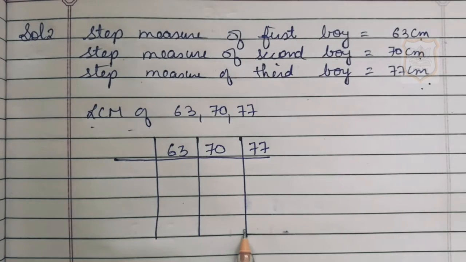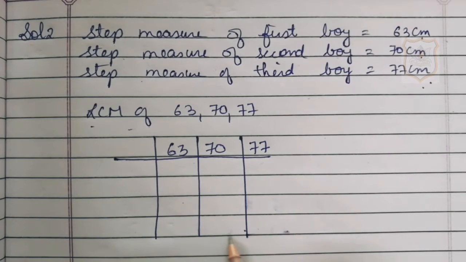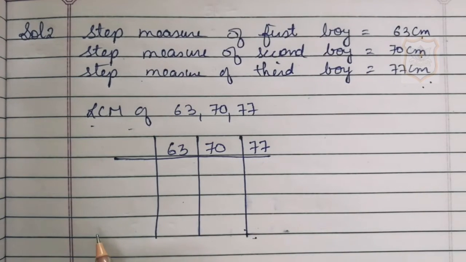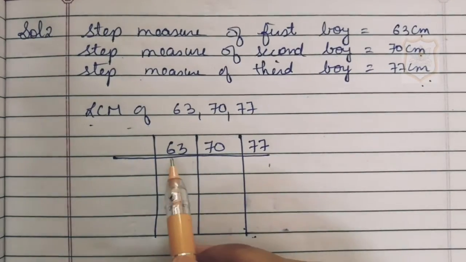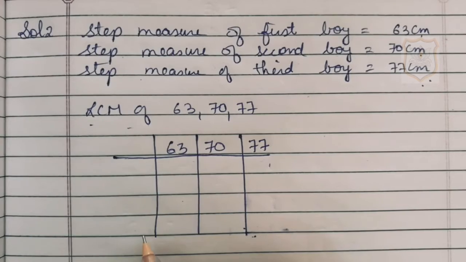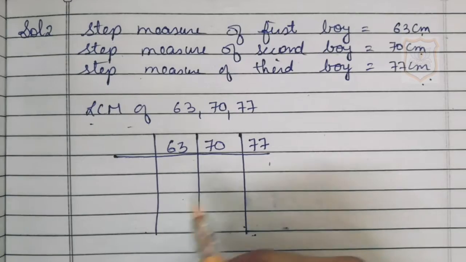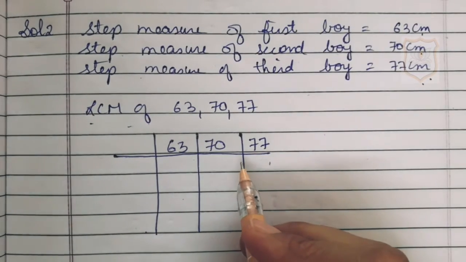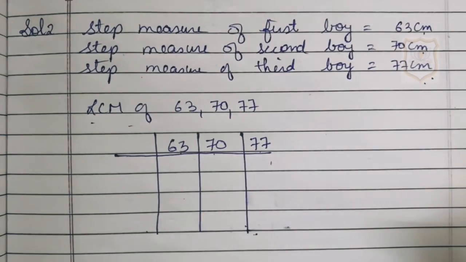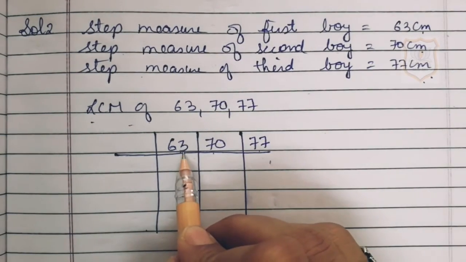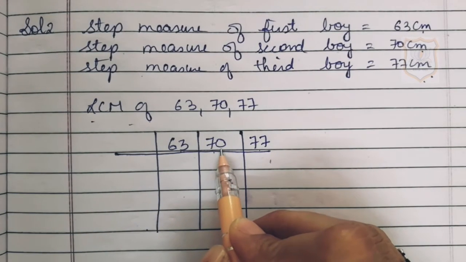Now we will find out the LCM. For that we will use all the numbers together. We will not divide and find out the prime factors separately, but we will take all the numbers together. Now here also we have to find out the prime factors of these numbers. So we will use the prime numbers. So the very first prime number is 2. Now we have to find out whether 63, 70 and 77 are divisible by 2 or not. Here the unit digit is 3, so it is not divisible by 2. And here the unit digit is 0, so it is divisible by 2.